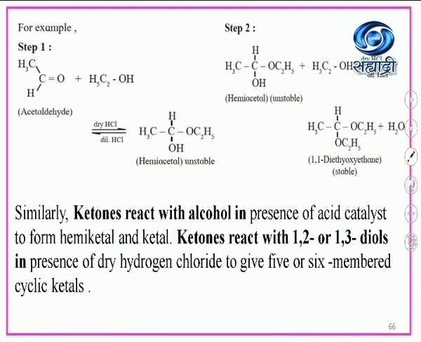In the second step, this hemiacetal is treated with another molecule of ethyl alcohol, C2H5OH, with dry HCl. Then you will get CH3CH bond OC2H5 bond OC2H5 plus H2O. So here you will get 1,1-diethoxyethane, which is the stable product. In this product there are two alkoxy groups, that is two ethoxy groups, so therefore it is known as an acetal. And when this acetal is treated with dilute HCl, you will get the hemiacetal.